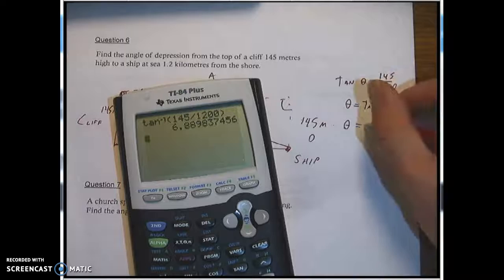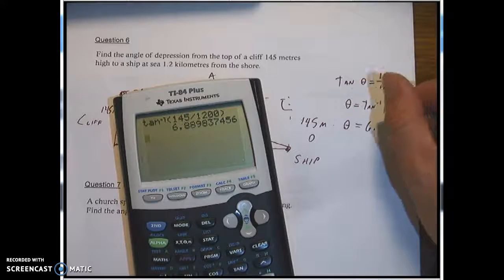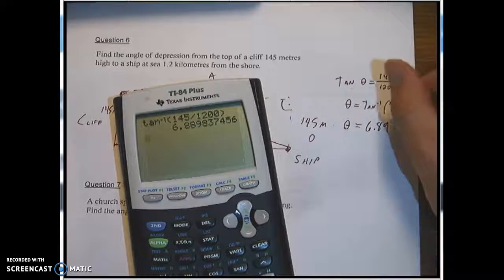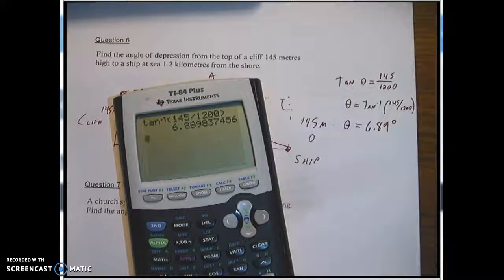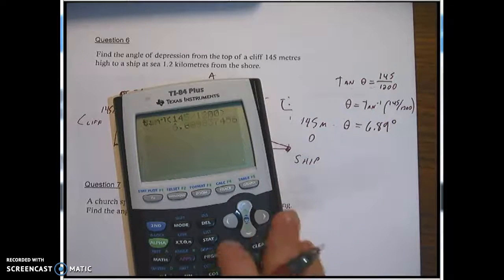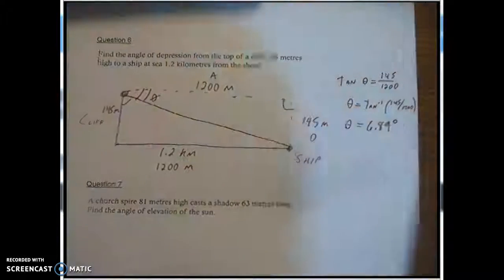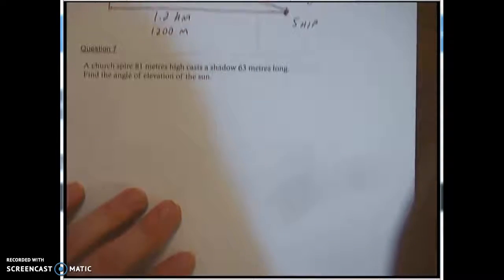The angle to three significant figures is 6.89 degrees. That's my angle of depression. All right, let's do another one here. Let's do the angle of elevation, which is always easier.